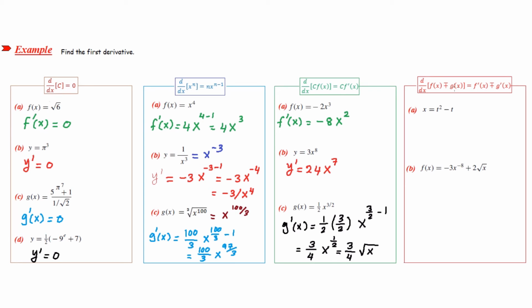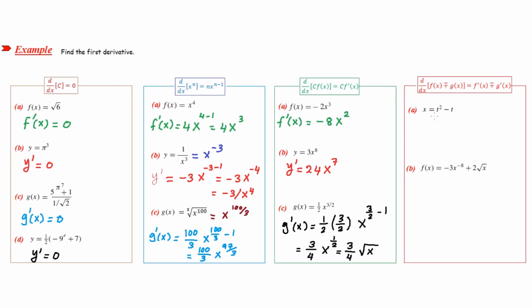The fourth technique of differentiation: if you have two functions, the sum or the difference of two functions, you have to derive each function apart. Okay, so the derivative of f of x plus or minus g of x equals f prime of x plus or minus g prime of x.